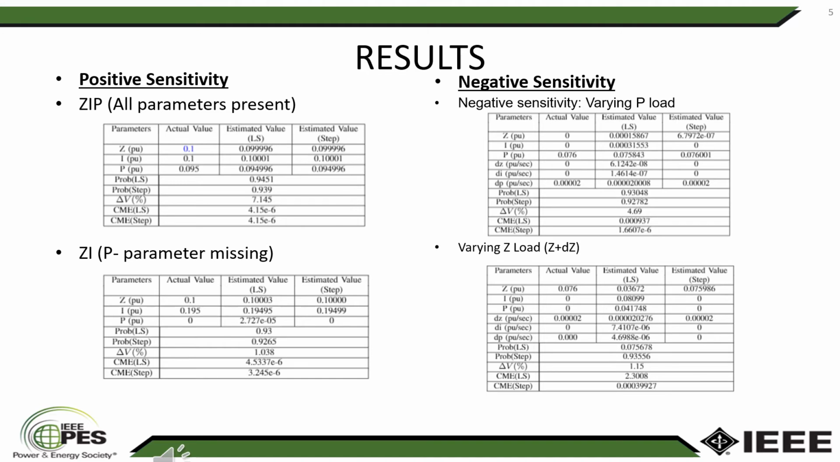Whereas for the second scenario, we have a little bit less deviation, which in this case, because the P parameter is missing, we are still able to estimate parameters quite accurately with both the methods.